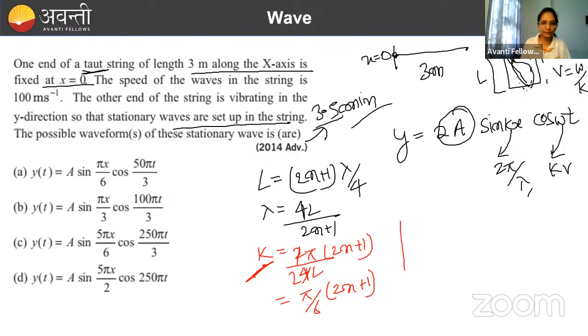Now let's calculate the value of omega. So omega will be equal to k into v. K is how much? Pi by 6, (2n plus 1). V will be how much? Velocity is given now, 100. So this is this. Now let's see ki which equation is fitting into it. Agar main n ka value 0 rakhu, to k ka value pi by 6 hoga. Kahan k ka value pi by 6 dikh raha hai? Yahan dikh raha hai. Done.